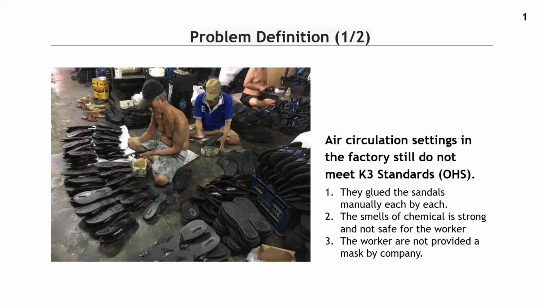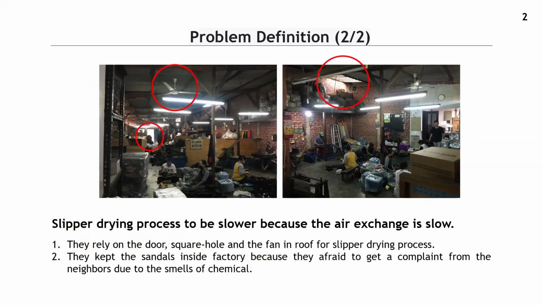Problem definition 1. Air circulation setting in the factory still does not meet the K3 standard. It is mainly because the workers glue the sandals manually, one by one, and the smell of the chemical is really strong, not safe for the workers, and the workers are also not provided a mask by the company. That's what brings us to problem definition 2, to illustrate more why the air circulation setting does not meet the K3 standard.